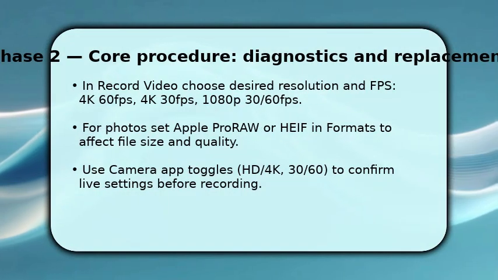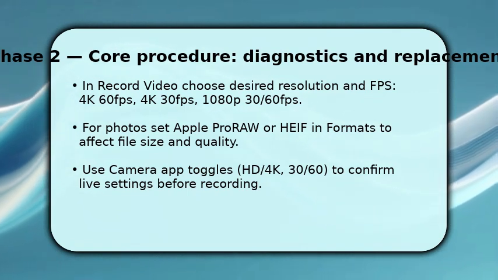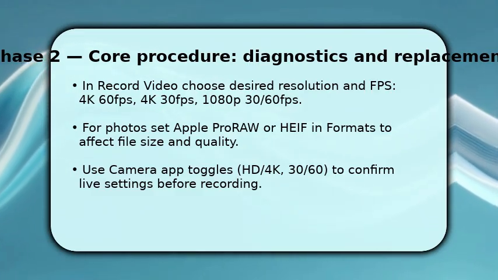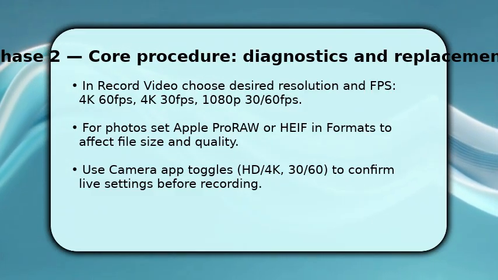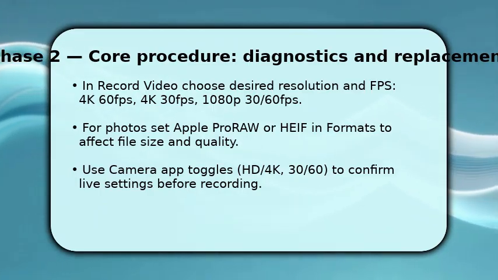Next, change the specific resolution and frame rate. Tap Record Video and pick 4K 60 FPS for maximum detail or 1080p 30 FPS to save space. You choose based on final use. Then return to Formats and toggle Pro RAW or HEIF so photos match your workflow.